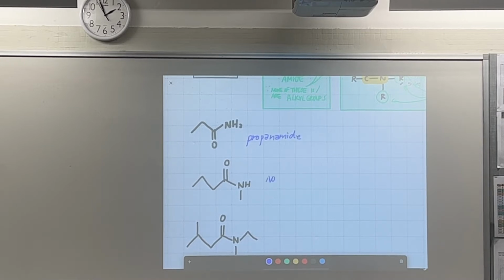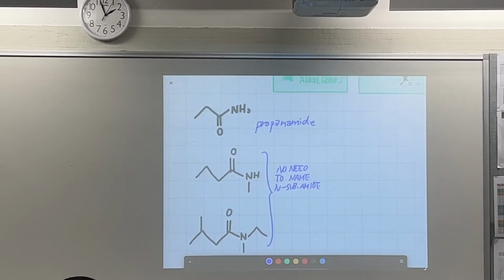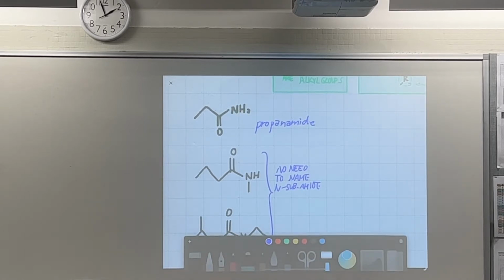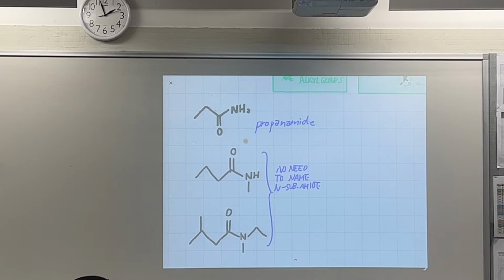Okay, so no need to name N-substituted amides, not in DSE. Only unsubstituted amide will be named. But still, I want you to check the number of alkyl groups in here. Can you highlight the CON group for me? Where is the CON group in here? This one. Oops, wrong color. So you have the CON group in here.